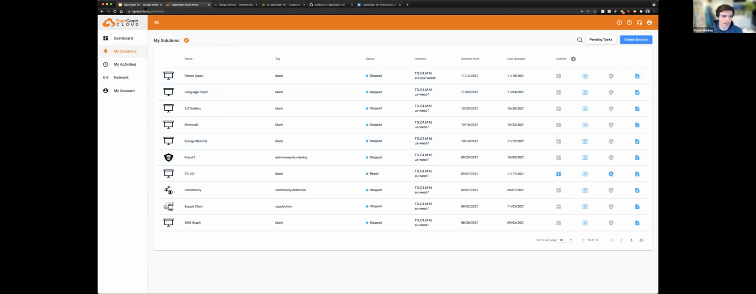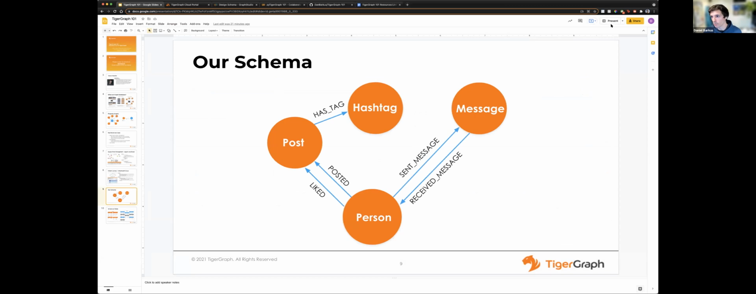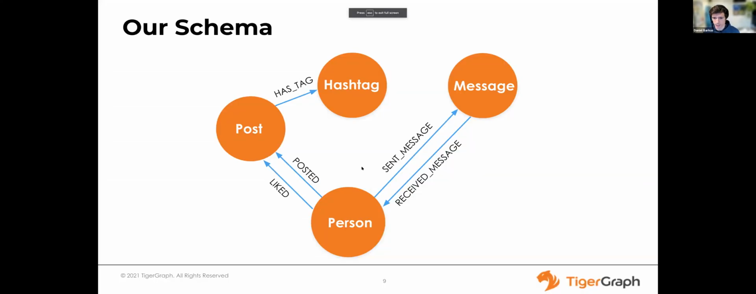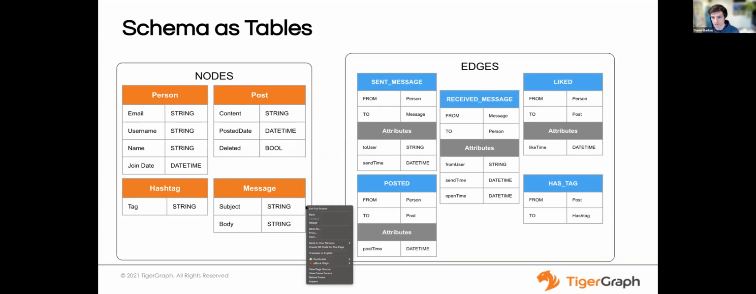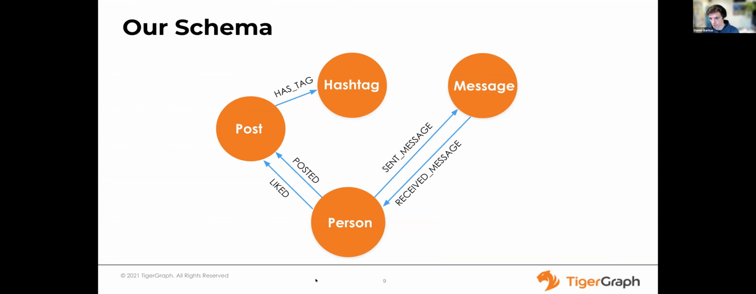So while those are spinning up, let's get into a little bit about the graph that we'll be building. So we'll be building a very basic social media type graph, and it's going to consist of people, and those people are going to create posts, and they can also like those posts. Those posts will have hashtags, which will kind of describe the content of those posts. And additionally, the people can send messages back and forth to each other. So the person has the ability to send a message, and they have the ability to receive a message. And then the message entity is its own vertex.